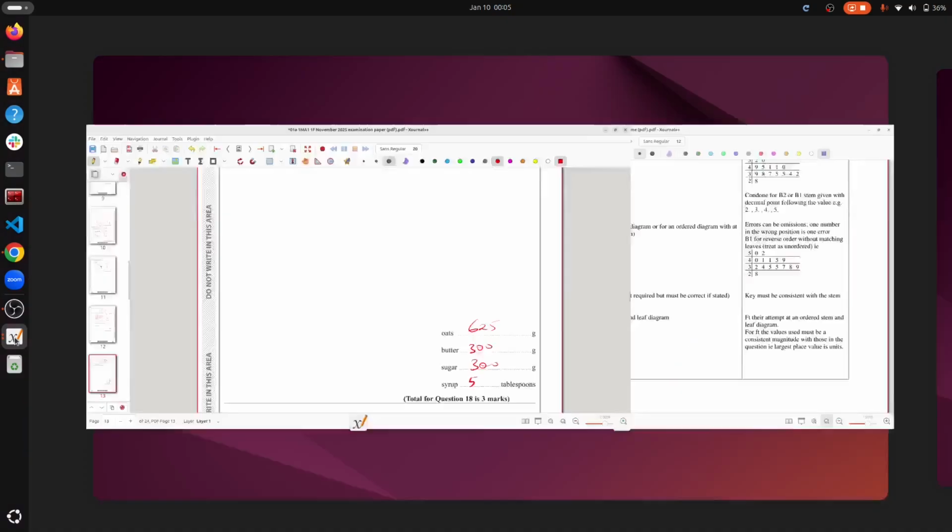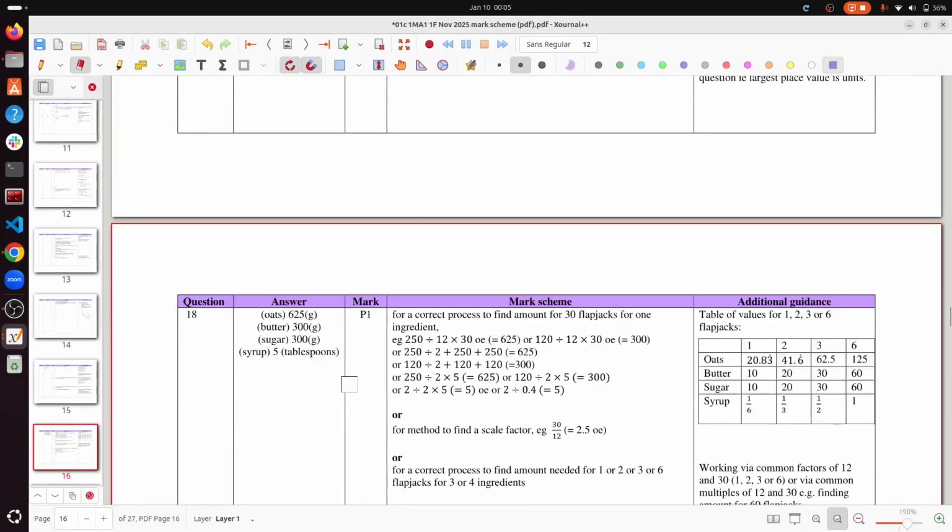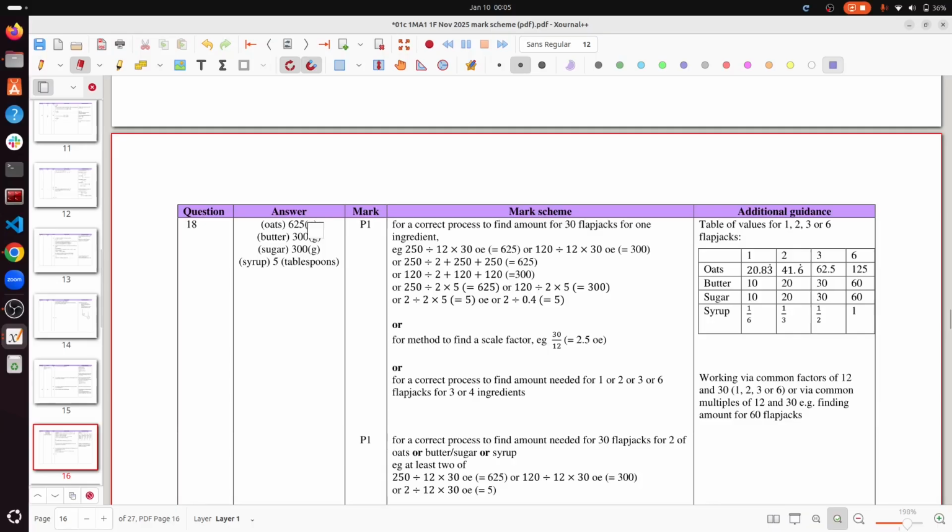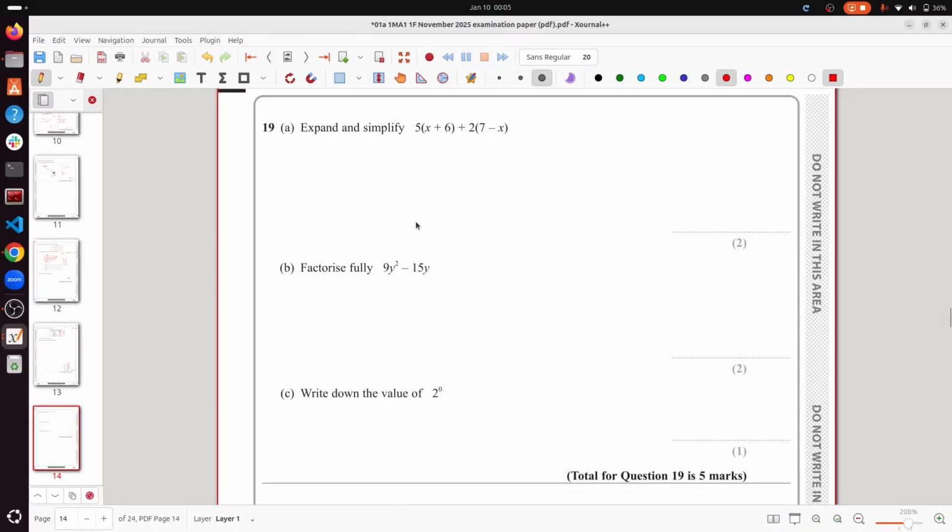So we look at a mark scheme. What do we get from a mark scheme? 625, 300, 305. It says expand and simplify. So I'm going to expand this. So 5 times by x gives me 5x. 5 times by 6 gives me 30.